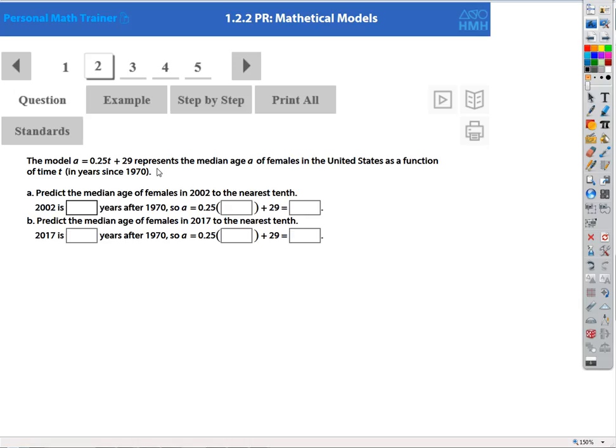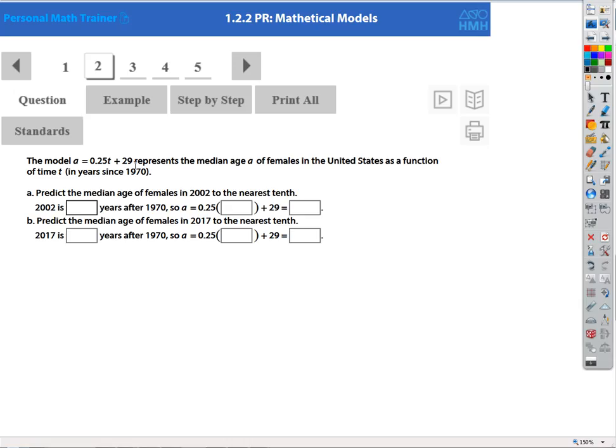So if I wanted to put in a value of t corresponding to 1973, what number would I put in? Time t is going to be the number of years since 1970. So for 1973, t would have what value? How many years after 1970 is 1973? 3, yeah, so it'd be 3, right? Exactly. So I'd put in 0.25 times 3 plus 29, which would predict for me in 1973 what the median age of females in the United States was. Okay, does that make sense?